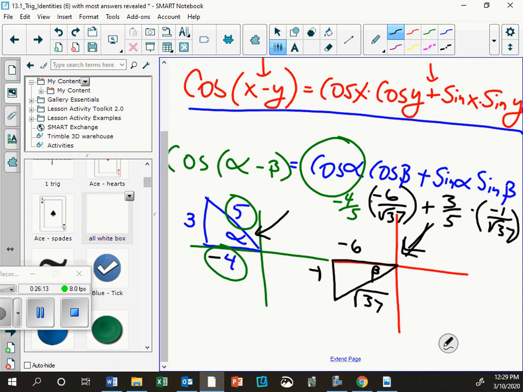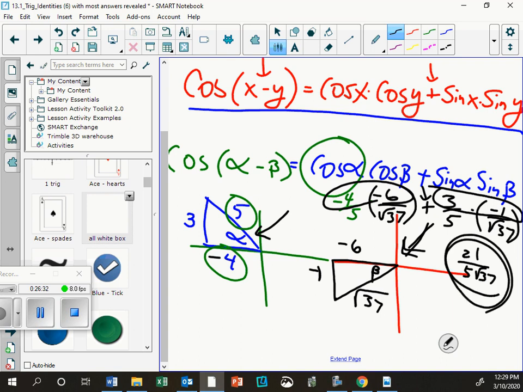And look at that, it's got the common denominator again. So that makes it easy to put together. That's positive 24. That's negative 3. When you add positive 24 and negative 3, you get 21 over 5 root 37. A strange looking one, but 21. There we go. Raise your hand if you had 21 over 5 root 37. Okay, cool.